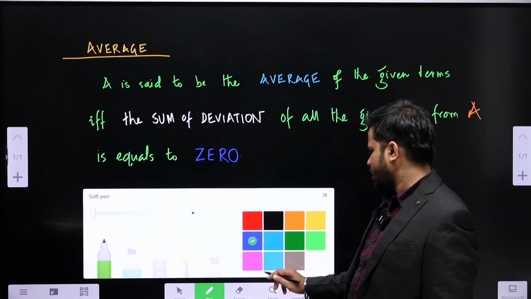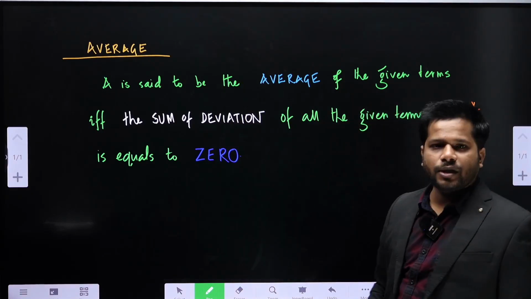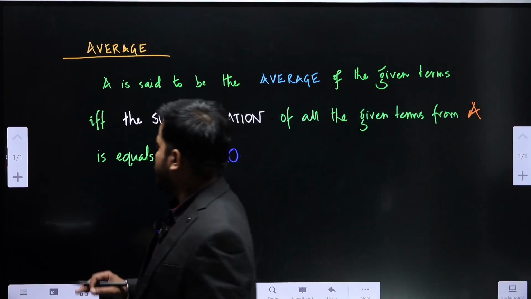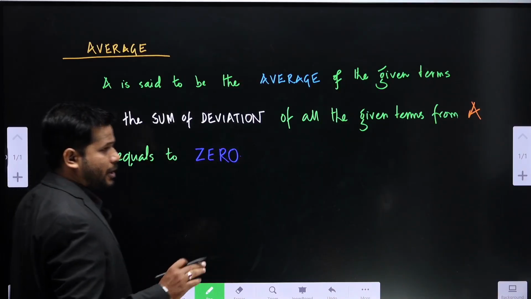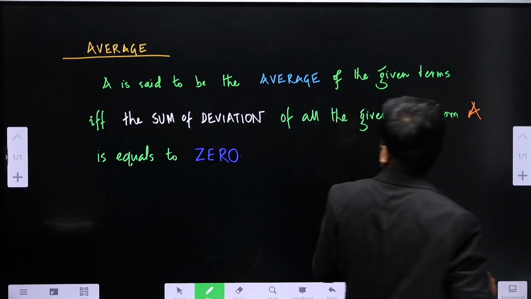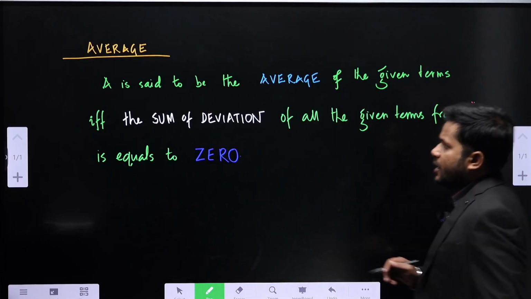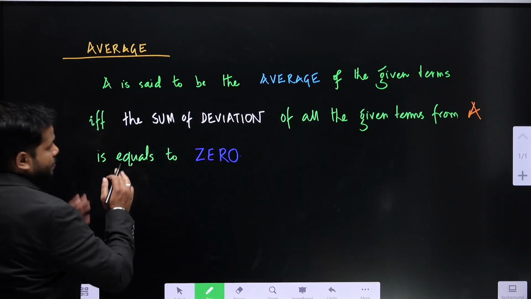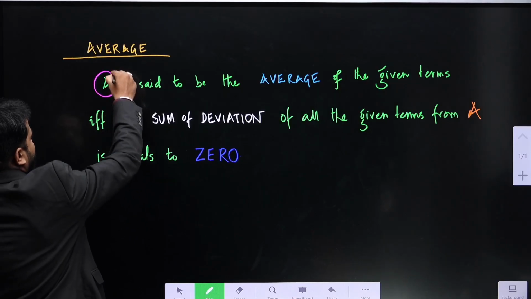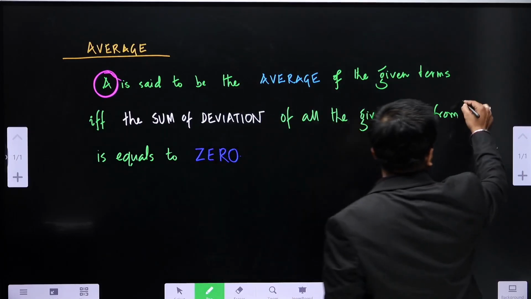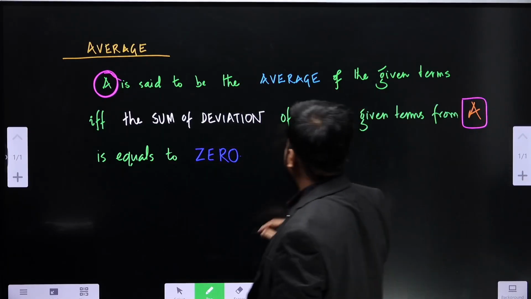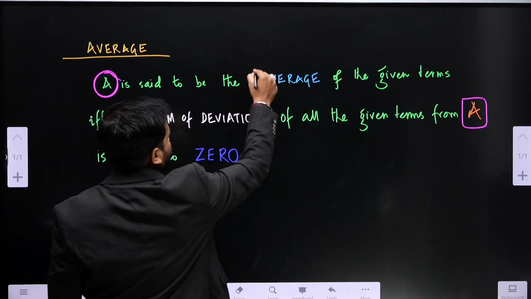Let me tell you something. If you haven't understood anything, perfectly fine. I will ensure that by the end of the class you are pretty clear with everything. That should be our motto. I have written something. Let's understand in bits and pieces. The number A will be called the average. A is said to be the average.